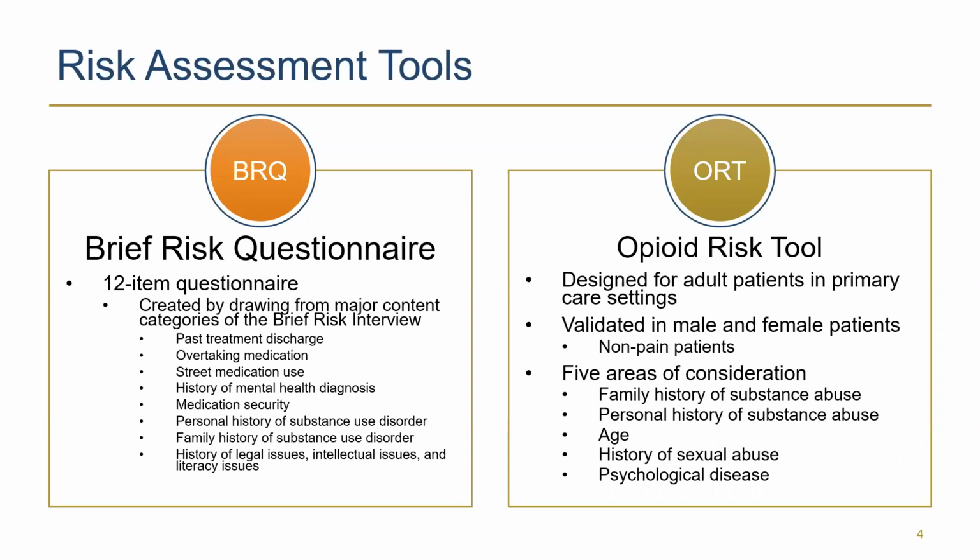So the Brief Risk Questionnaire is a 12-item questionnaire. It is drawn from the categories developed from the Brief Risk Interview, which is a much lengthier tool that was tweaked to make it more practical for clinical use, because there's a lot of recognition that patient encounters are short, and we cannot do something that is going to take 10 or 12 minutes, because that's the entire visit.